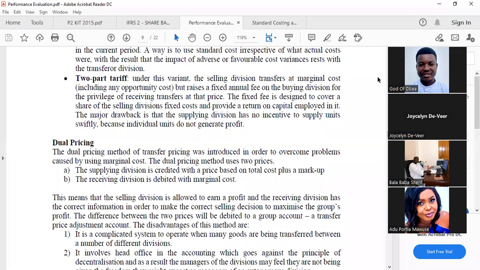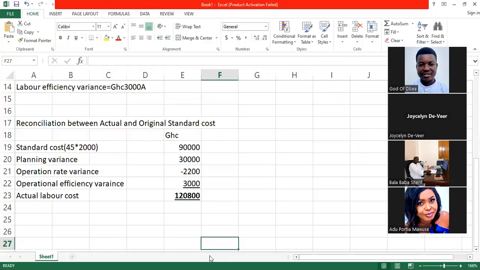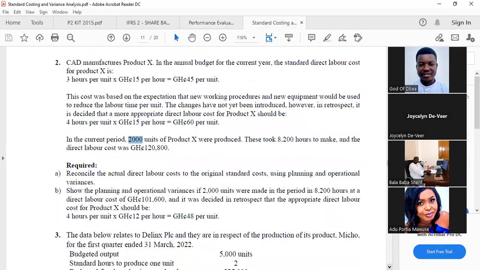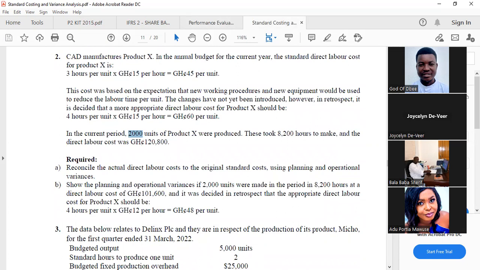So what about the B? Oh, sorry. You should show the planning and operational variances if 2,000 units were made in the period in 8,200 hours at a direct labor cost of 101,600. And it was decided in retrospect that the appropriate direct labor cost for product X should be what?